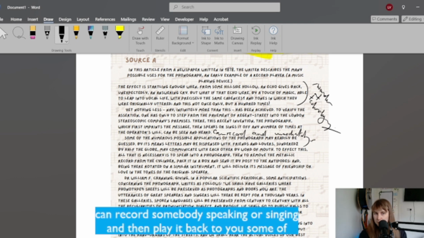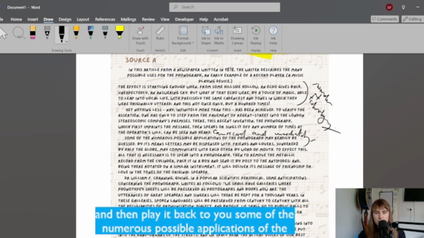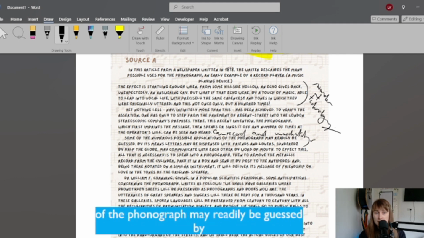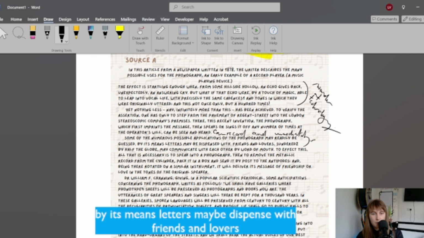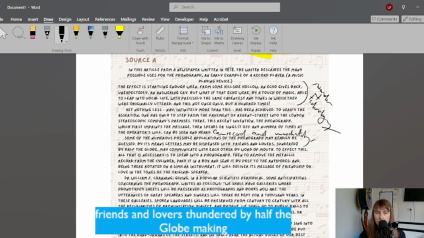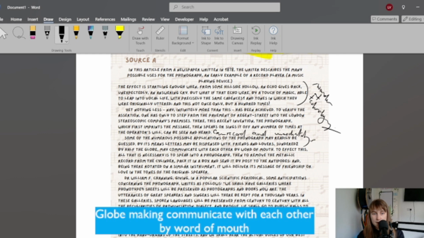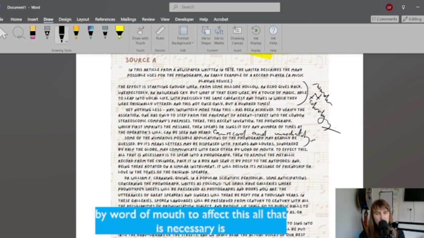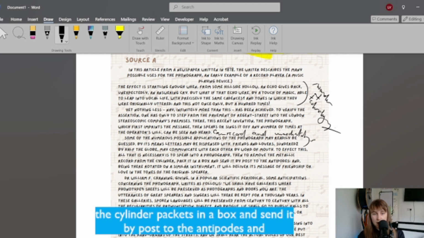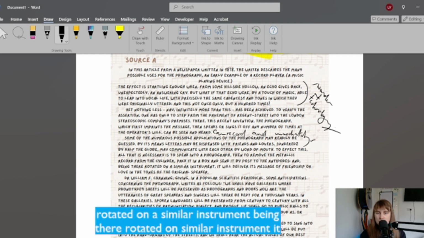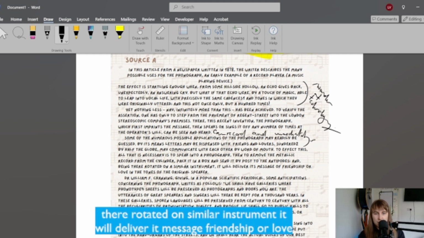Some of the numerous possible applications of the phonograph may readily be guessed. By its means, letters may be dispensed with; friends and lovers, sundered by half the globe, may communicate with each other by word of mouth. To effect this, all that is necessary is to speak into a phonograph, then to remove the metallic record from the cylinder, pack it in a box, and send it by post to the antipodes, and, being there rotated on a similar instrument, it will deliver its message of friendship or love in the tones of the original speaker.